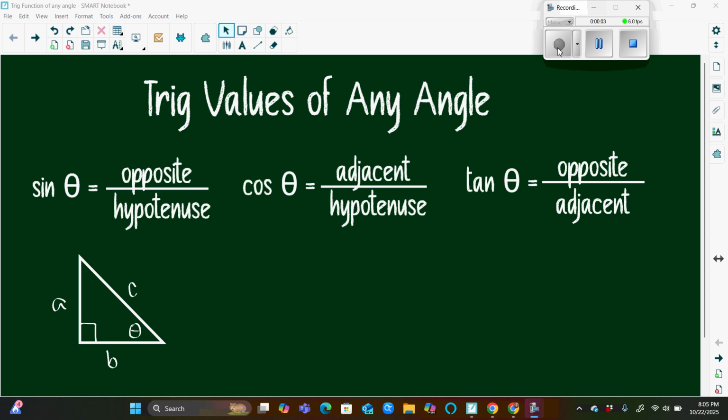Hello everyone, in this video we're going to talk about the trig values of any angle. But before we begin, let's review the three trig functions associated with the right triangle. The first trig function is sine. Sine is opposite over hypotenuse.